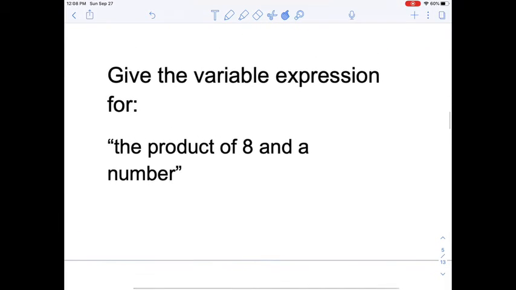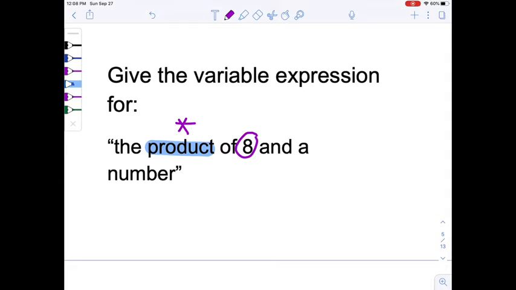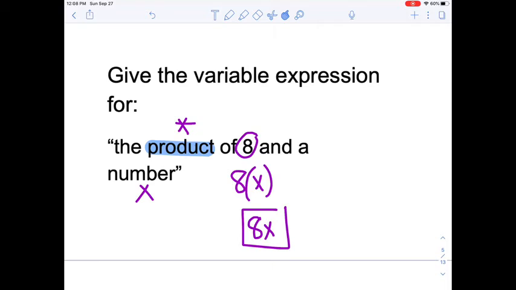This says give the variable expression for the product of 8 and a number. So we know product is multiplication, and then we have this number 8, and then our number, we don't know what that is, so that's going to be our variable. So I'm going to write this as 8 times x. And whenever we have just a number and a variable, we can write them right next to each other because that also represents multiplication. So this would be 8x.